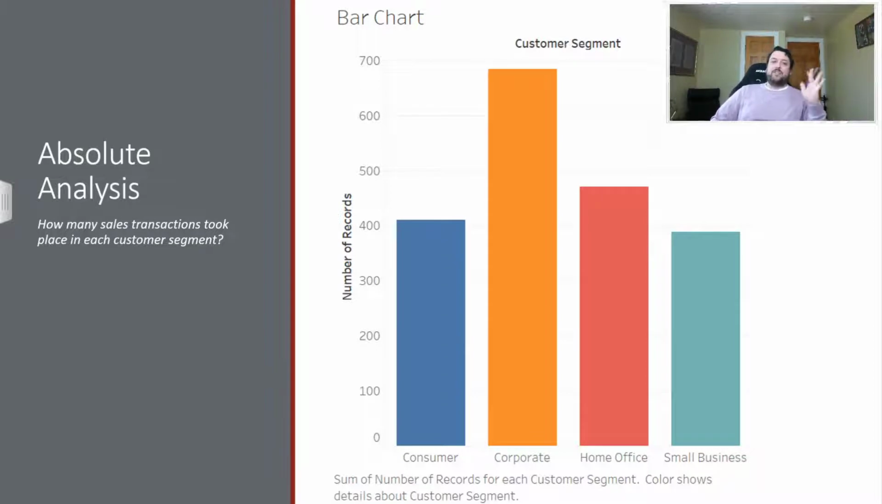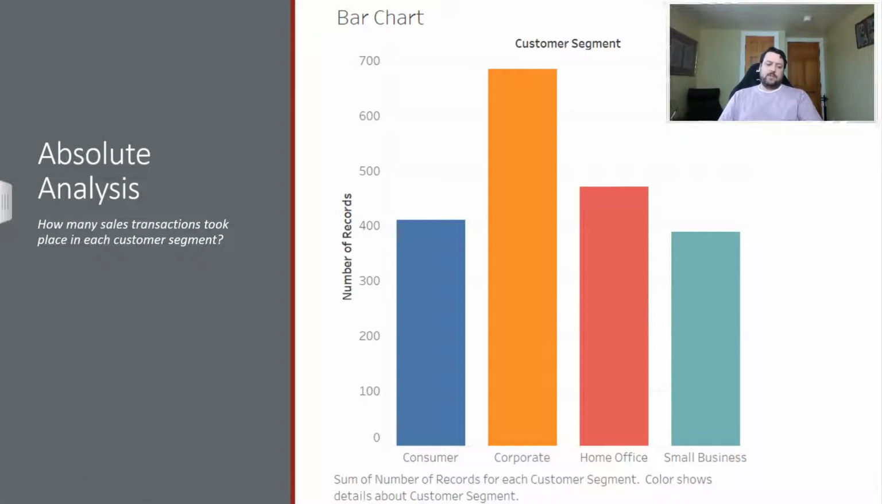So if we were dealing with an absolute analysis, which is to say that here we have our customer segments, and I want to know how many sales transactions I had in each customer segment, then the way that I can best represent that is with a bar chart. This way I can see at a glance without thinking about it that the consumer segment has fewer sales transactions than the corporate segment. The corporate segment has more sales transactions than any other segment, and home office is second, and so on. Small business and consumer are roughly equal, although it looks like small business is maybe a hair under consumer.